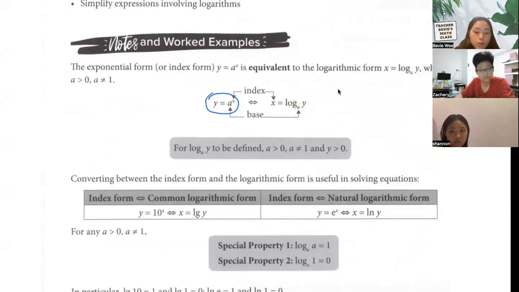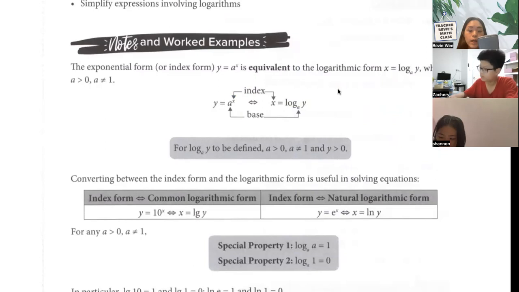Where do you find this button? Where do you press the button? On your calculator, right-hand side, LOG. And then ln is read as LN.